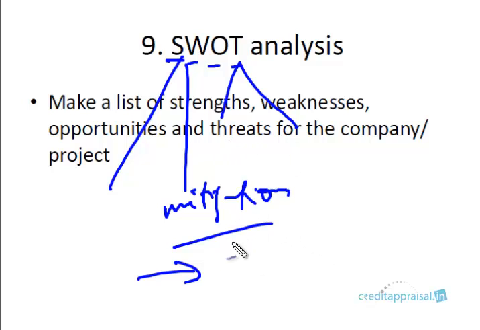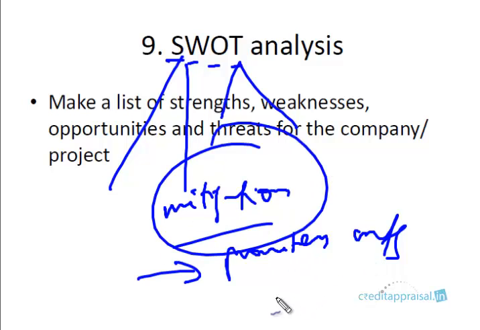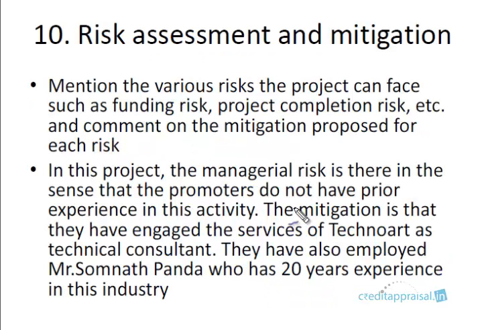For example, in this case, the weakness is that the promoters themselves do not have any experience in manufacturing activity. So what is the mitigation they are proposing? They are putting up a technical team, headed by Mr. Panda, who has experience, who himself is a technical man, and who can run the project. So you have to provide the mitigation. Whenever you are saying this is the weakness, you have to provide the mitigation. That's what we also do in the risk assessment.